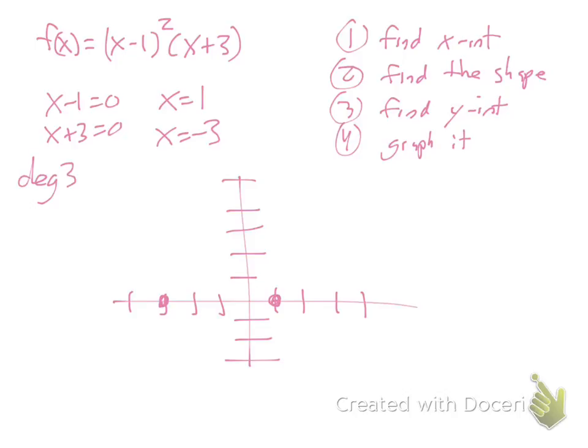Is the leading coefficient, the leading thing way out front, positive or negative? It's a positive x squared times x, which is positive. So we know this is a positive third degree. What shape should it look like? It should look like an N, right? So now we have a shape. We should find our y-intercept.